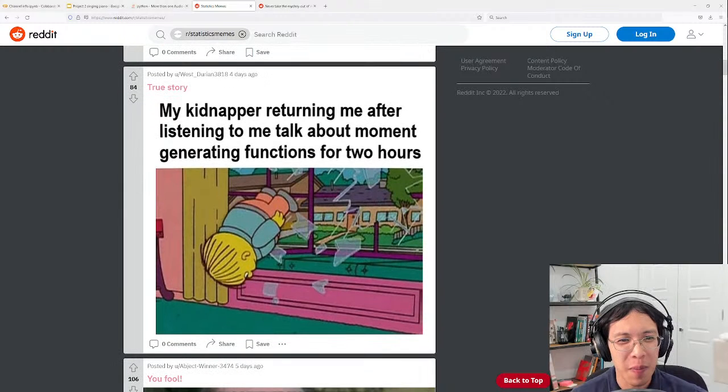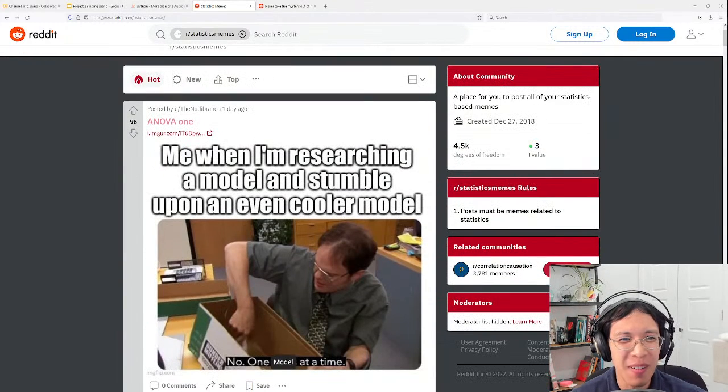This one, the problem is this is a stats audience, so I feel like maybe we identify more with the person who talks about moment generating functions for 2 hours. So I don't know. We'll take a few points off. This is how I grade the assignments, by the way. So 7 out of 10.